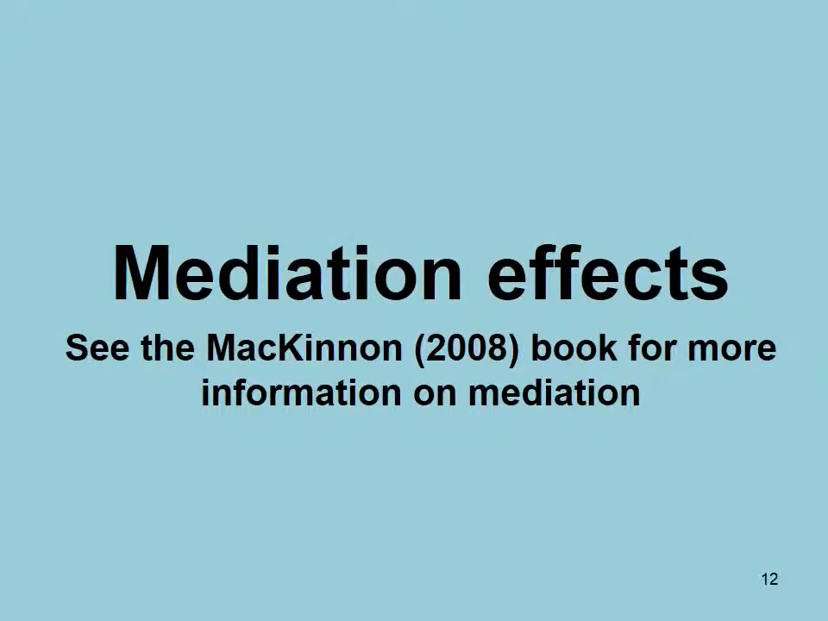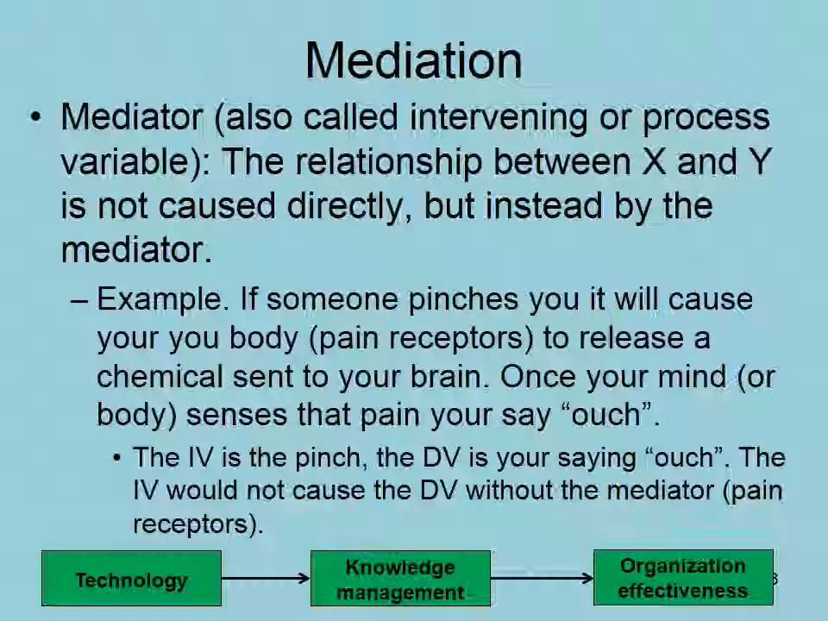Now that you have a fairly good idea of what path analysis is, our next step is to introduce mediation effects. A mediator variable, also called an intervening or process variable, really makes the assumption that x and y are not directly related, but instead the relationship only occurs through the mediator. In other words, the relationship between x and y would not occur if it wasn't for the mediator variable.